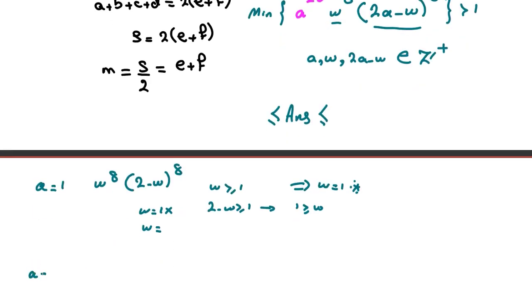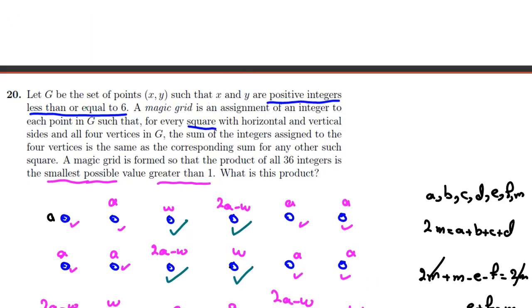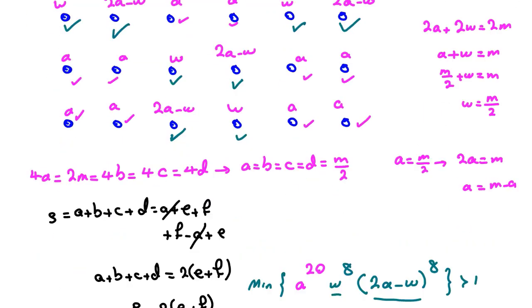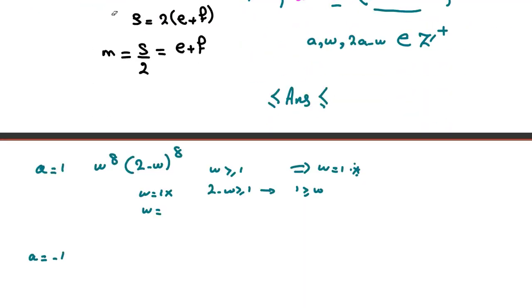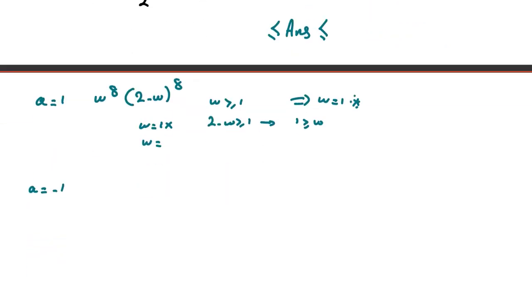If a equals negative 1, let me see, the problem says whether they should be positive integers or not. It says x, y are positive integers less than or equal to x. Okay, it's an assignment of an integer. Okay, so they can be negative. So let's check again. Because here the powers are even, we should consider absolute value. But in this part, let me check again.